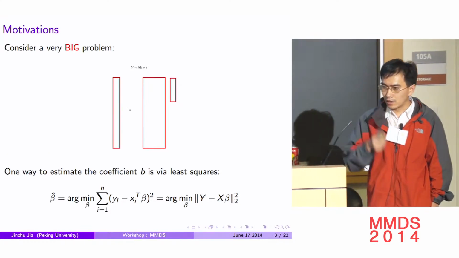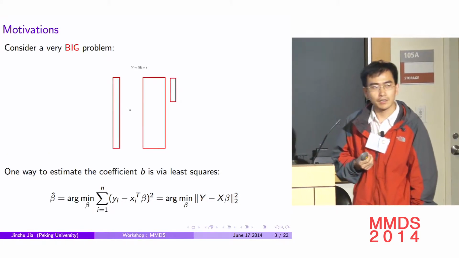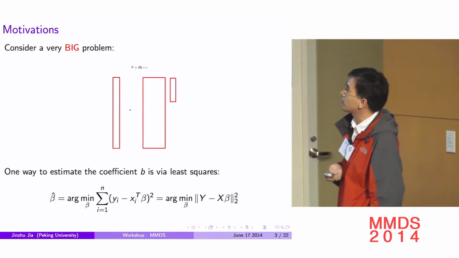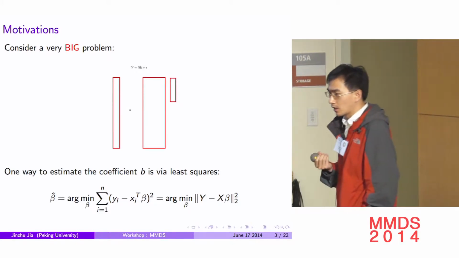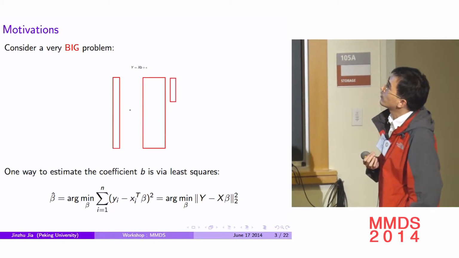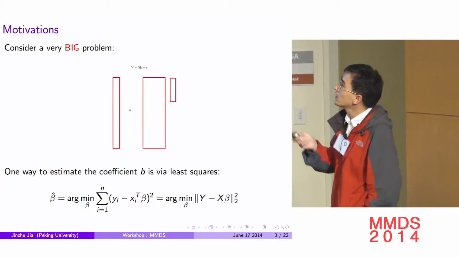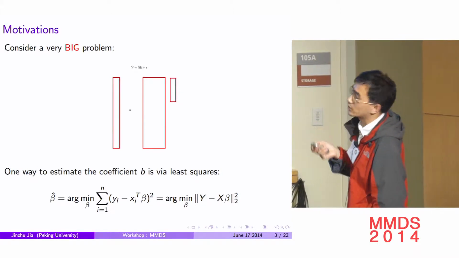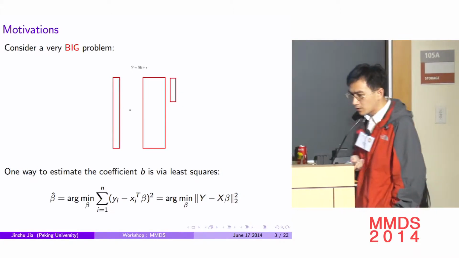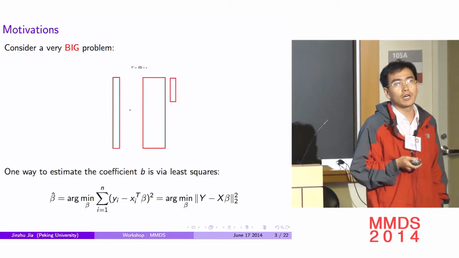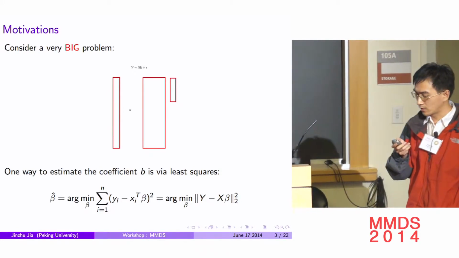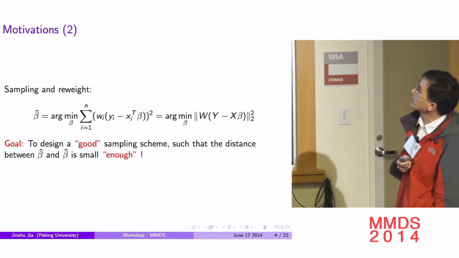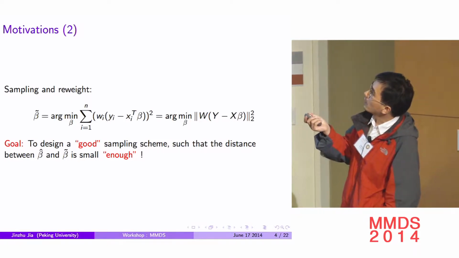Okay, first, this is the motivation of the sampling problems. Let's consider a very big problem. We have a lot of observations, so we try to solve a very big linear equation. The best way to estimate the linear coefficient is via least squares. If you have a lot of data, you do not want to use all of it, so we try to sample a few of them. If we sample them, then we can solve with least squares.